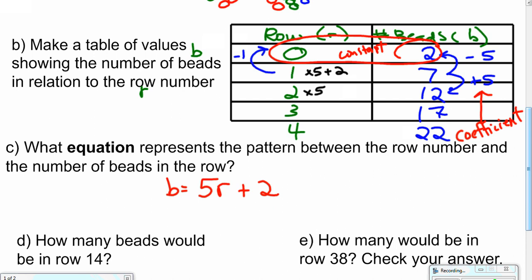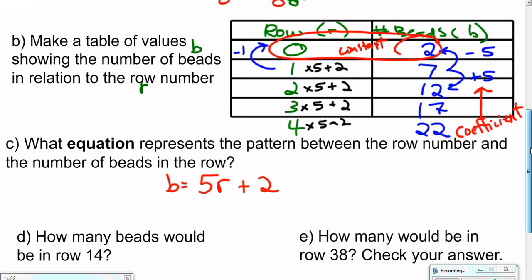2 times 5 is 10 plus 2 is 12. It works. 3 times 5, 15 plus 2 is 17. 4 times 5 plus 2 is 22. So yeah, our pattern works for every row in our table. So that means we have a good equation. It matches the data.